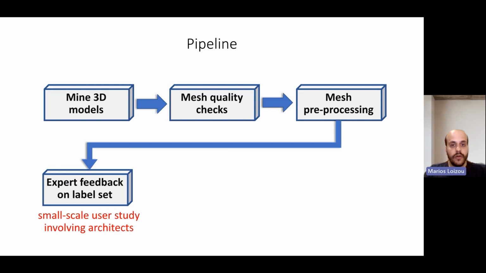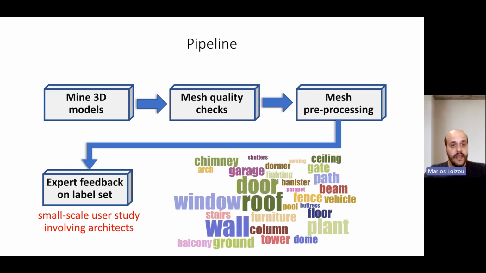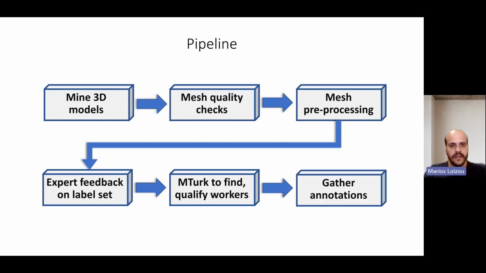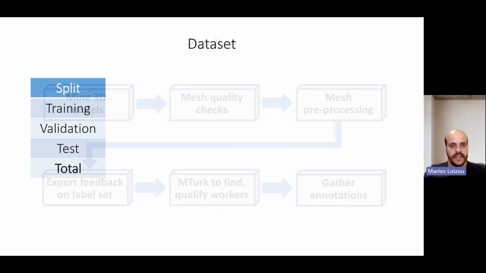We then performed a small-scale study involving architects to label a small set of our buildings and find the most common labels they use. 31 such labels were identified as visualized here, creating our target label set. Our next step was to find human workers capable of performing this task. After worker training and evaluation, we picked only reliable ones from Mechanical Turk. Finally, annotations were gathered by using an annotation interface.